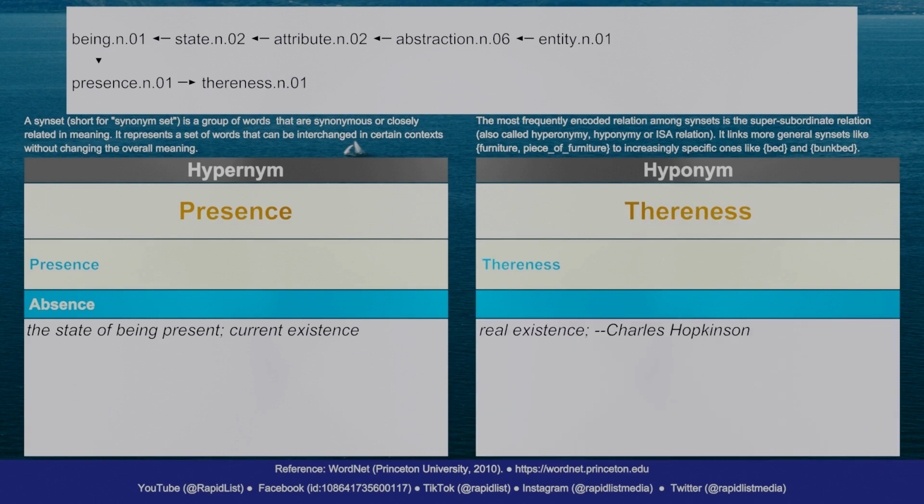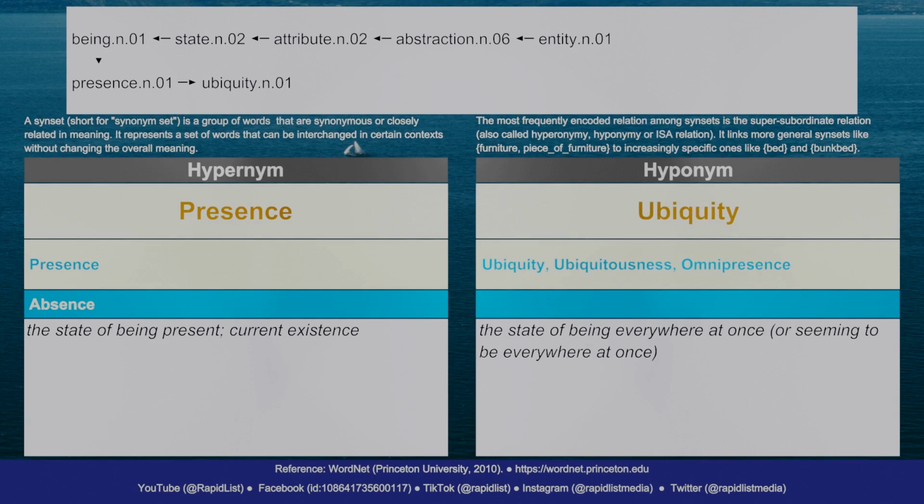There-ness. Real existence, Charles Hopkinson. Things are really there, capture the there-ness of them. There-ness. The state of being there, not here in position. Ubiety. The state of existing and being localized in space. Ubiquity. The state of being everywhere at once, or seeming to be everywhere at once.